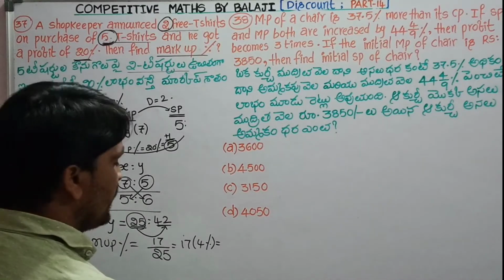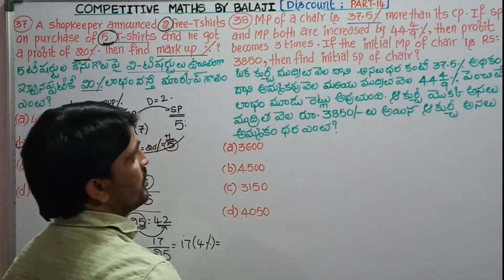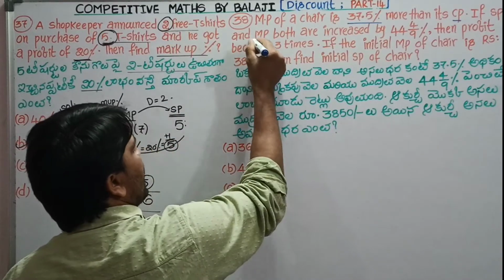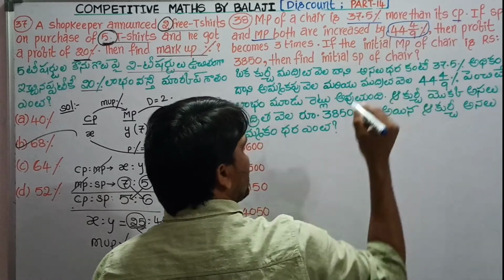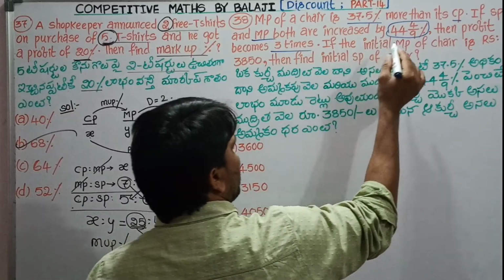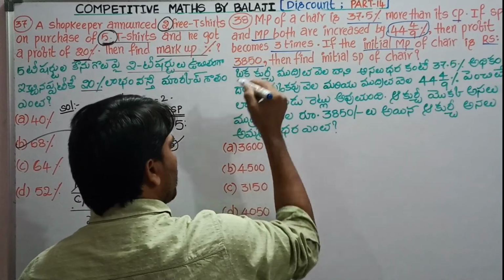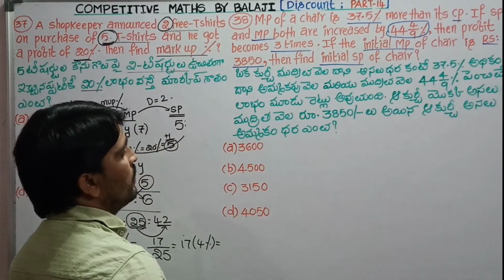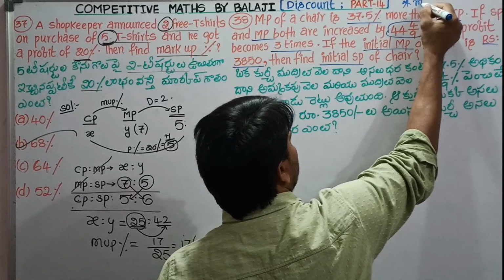Next question, 38. The market price of a chair is 37.5% more than its cost price. If SP and MP both are increased by 44 whole 4 by 9%, then the profit becomes 3 times. If the initial market price of the chair is rupees 3,850, then find the initial selling price of the chair. Yes, most important question, most important.